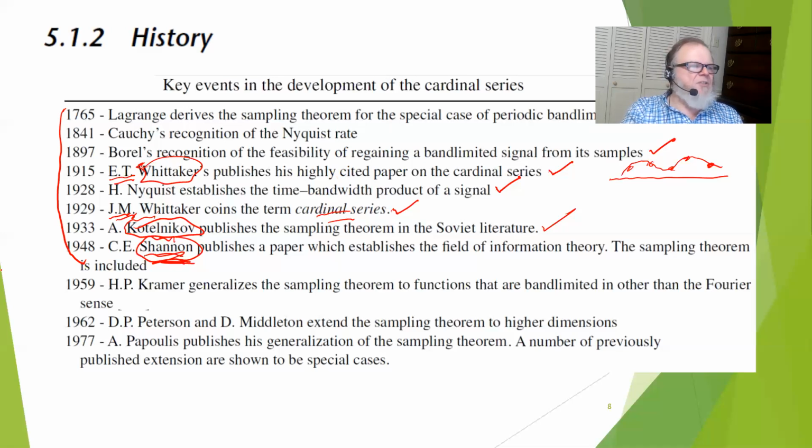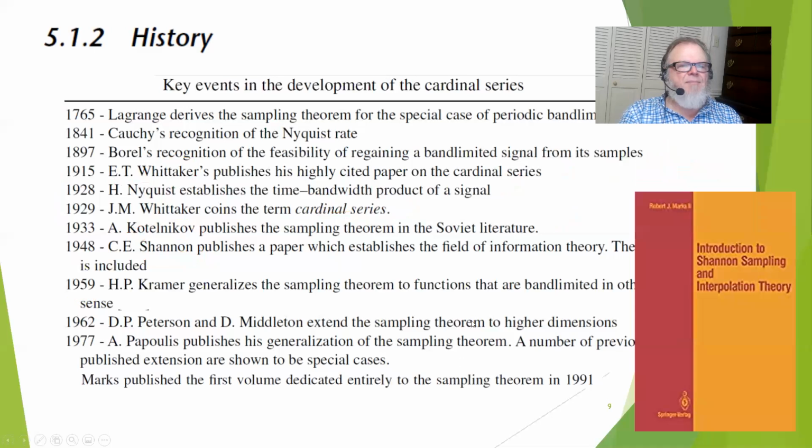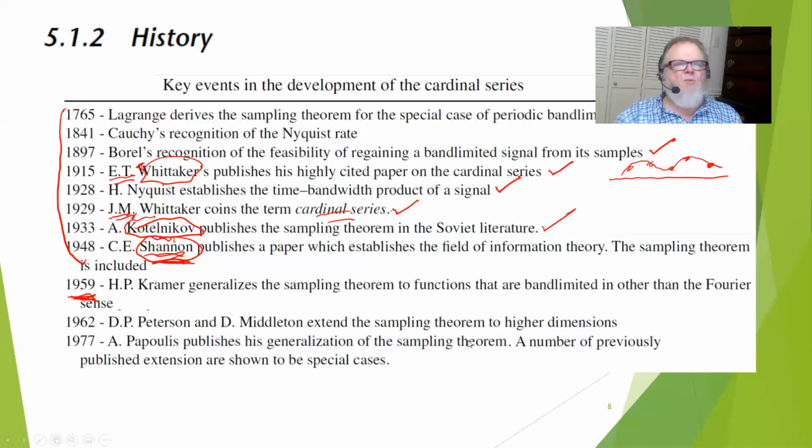Now we get to generalizations of the sampling theorem. In 1959, Kramer generalized the sampling theorem to functions that are band limited in other than the Fourier sense. It turns out that there are a number of different transforms. We're going to be dealing later on in multidimensional signals with Hankel transforms. We have Hilbert transforms. We have Z transforms, for example. And some of these have the equivalent of a sampling theorem associated with them. Kramer generalized the sampling theorem to cases of other transforms that weren't the Fourier transform. So he did a generalization.